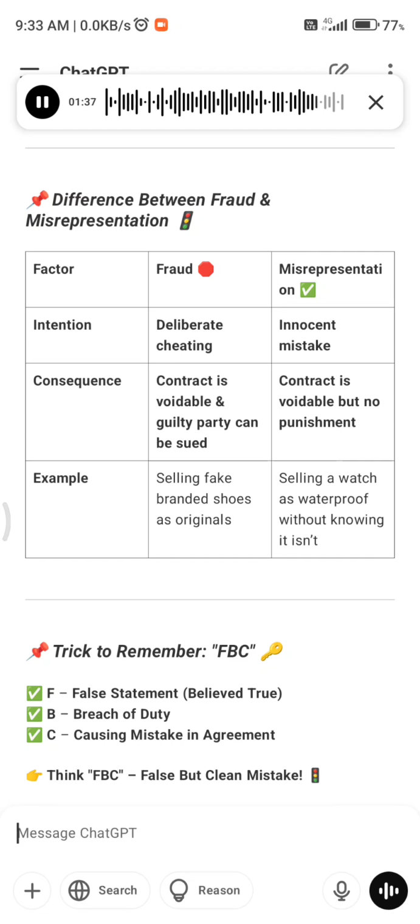Trick to remember: FBC. F, false statement believed true. B, breach of duty. C, causing mistake in agreement. Think FBC, false but clean mistake.